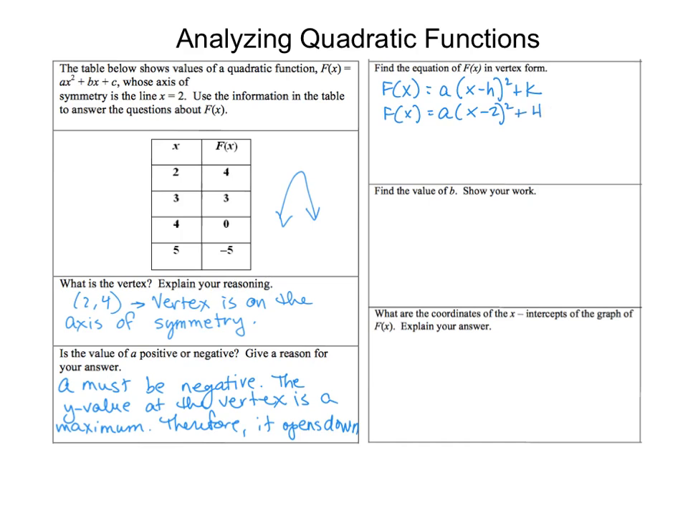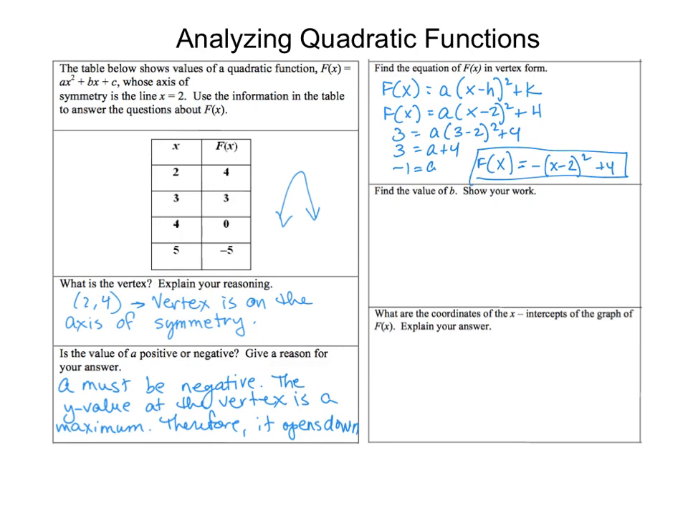Now I need to know my a value. In order to find my a value, I can really choose any other point from my table. I think I'll choose (3, 3) to find out what a is. But you'd get the same answer regardless of which point you choose. So when y is 3 when x is 3, that means 3 has to equal 1 times a plus 4, or a is negative 1. So my function is negative times the quantity (x minus 2) squared plus 4.